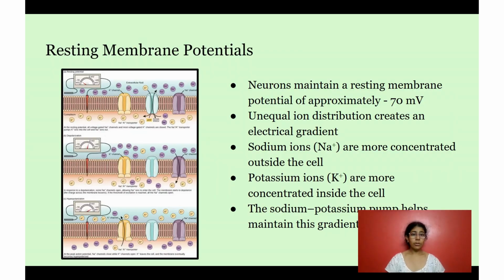As a ground state, neurons maintain a resting membrane potential of about negative 70 millivolts. Now, we'll see in the diagram on the side that there's an unequal ion distribution that's being created on an electrical gradient. The sodium ions, or the Na plus ions, are more concentrated outside the cell, and the potassium ions, so K plus, are more concentrated on the inside of the cell. And there's a sodium-potassium pump that helps to maintain this gradient.